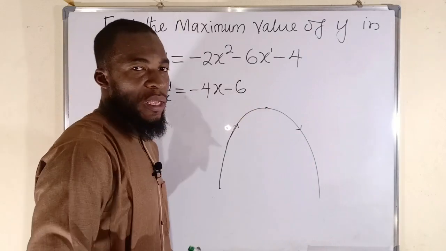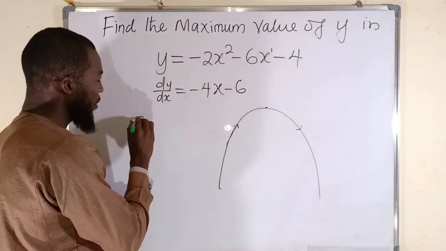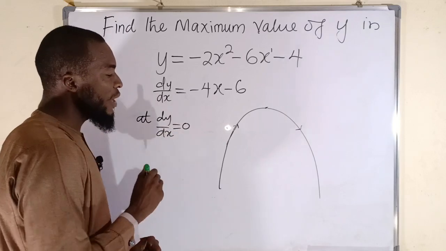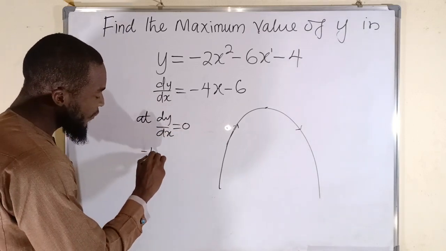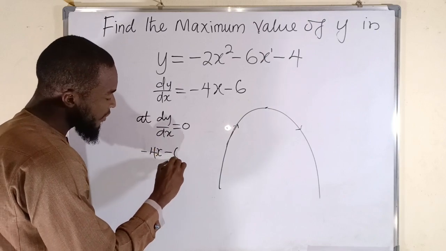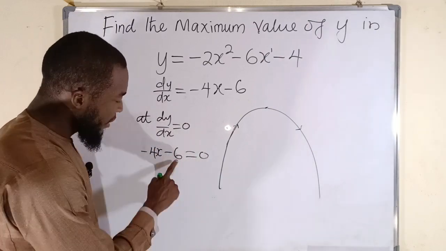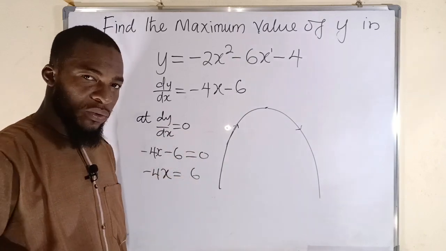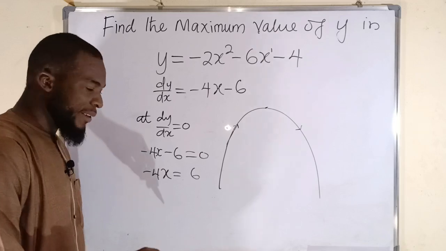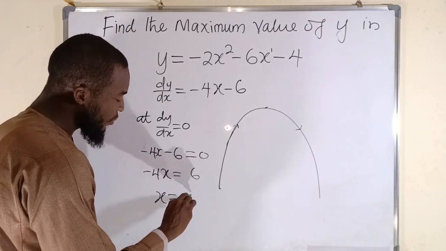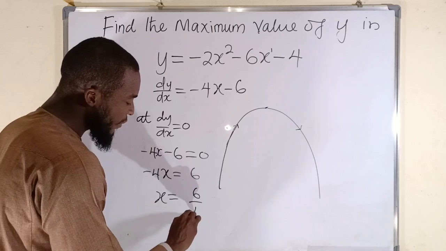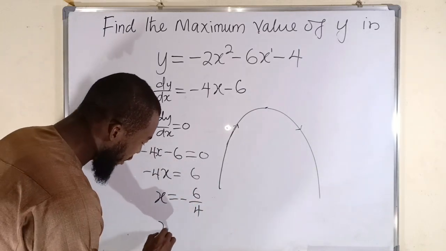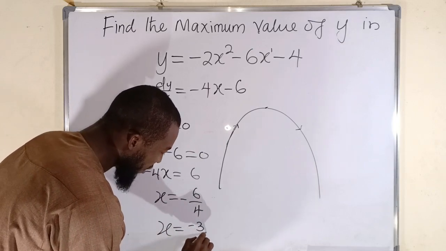At this point, it is equal to what? 0. At dy on dx equal to 0, what do we have? We have that negative 4x minus 6 equal to 0. Take this to the other side. You have negative 4x equal to positive 6 as it crosses over. Divide both sides by negative 4. X equal to 6 divided by negative 4. To the lowest term, we have 3 divided by 2, right? So x equal to negative 3 divided by 2.